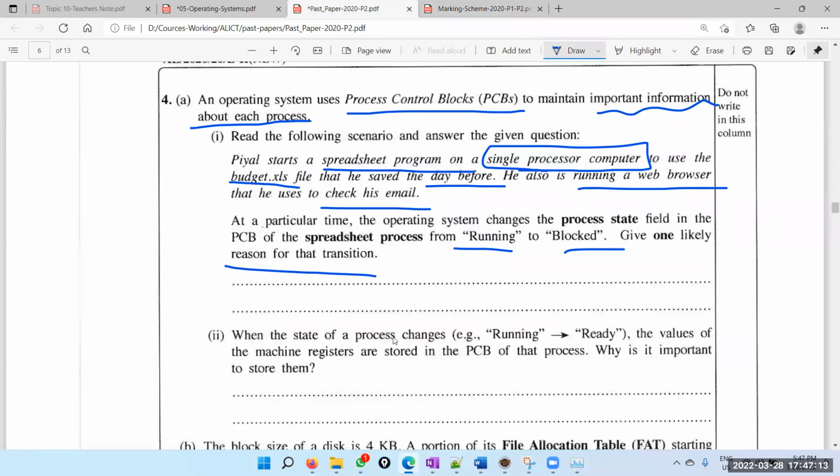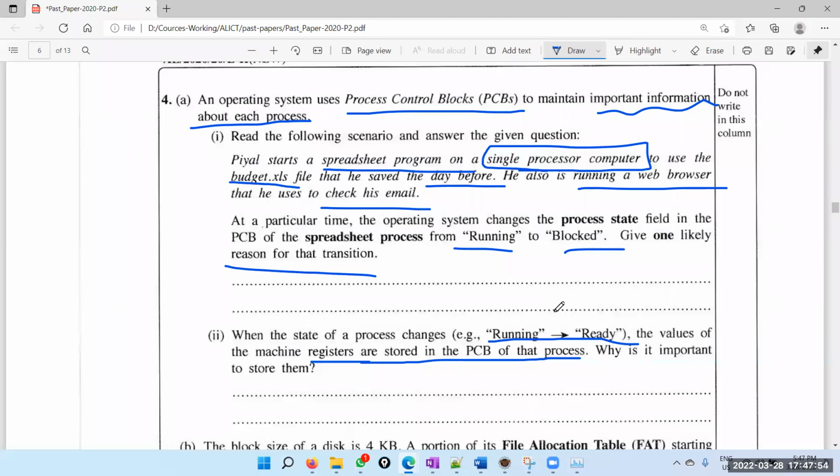Right. So when the state of the process changes, running to ready, the value of the machine registers. I told you that machine registers are stored in the PCB of the process. When it goes from running to ready, it has to copy the values in the registers to the PCB. Why? The next time it is given the running state, it has to restore the register values and continue the execution from there, right? Why is it important to store them?